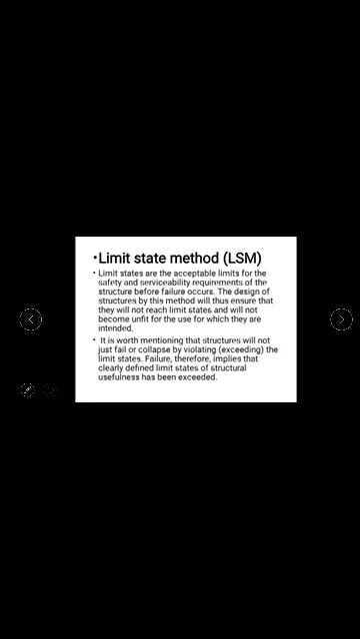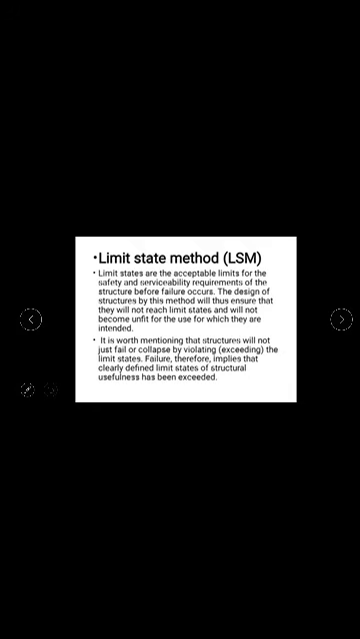It should also be able to maintain required structural integrity during and after accidents such as fires, explosions, and other local failures. So limit state must be considered in design to ensure an adequate degree of safety and serviceability.